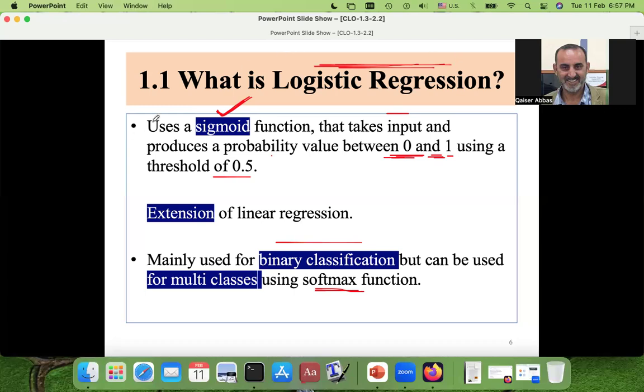But anyhow, what is the definition now? We will use the sigmoid function. This model will take some input, then it will give you some probability value between 0 and 1. And how will this model calculate that probability? By using this sigmoid function. This sigmoid function has a curve, you will see. So this logistic regression is also an extension of the linear regression. We can use it for binary classification and also for multiple classification.